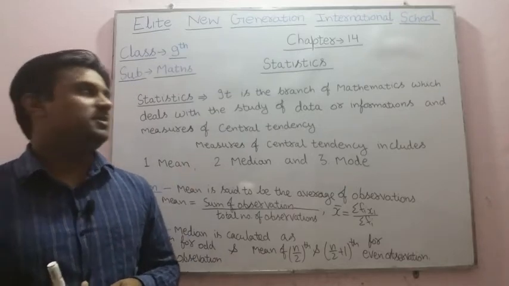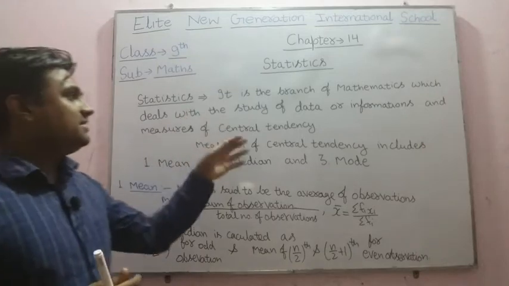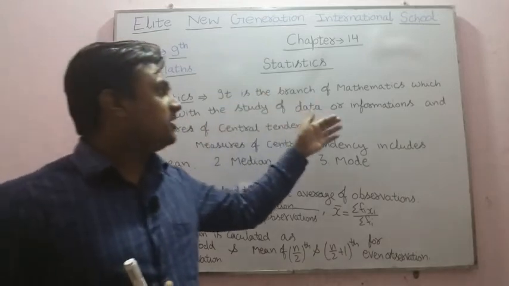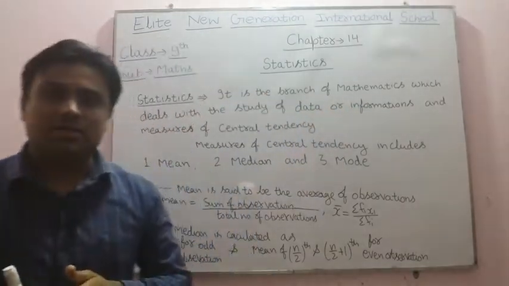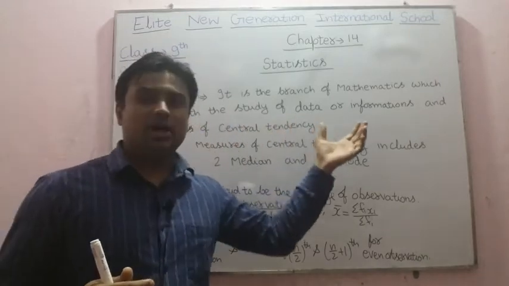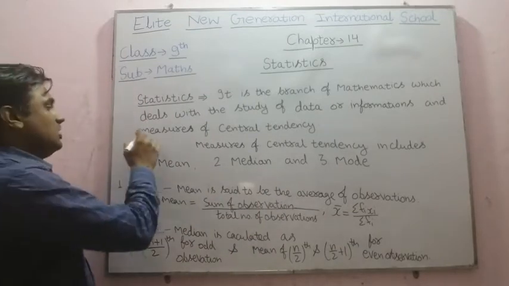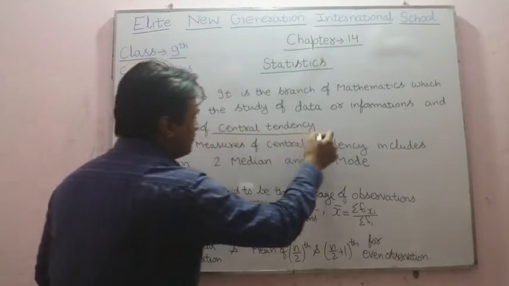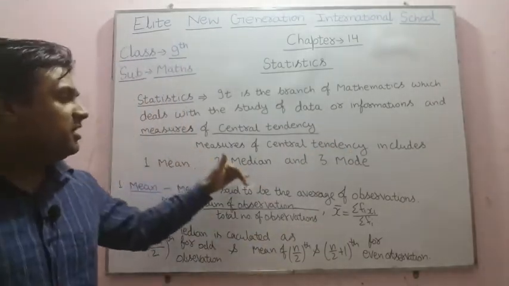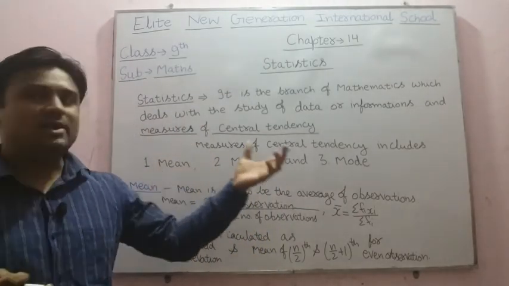So starting from the definition of statistics, what is statistics? It is the branch of mathematics which deals with the study of data or information. And measures of central tendency. So what are measures of central tendency? Measures of central tendency include mean, median and mode. These three things are included.